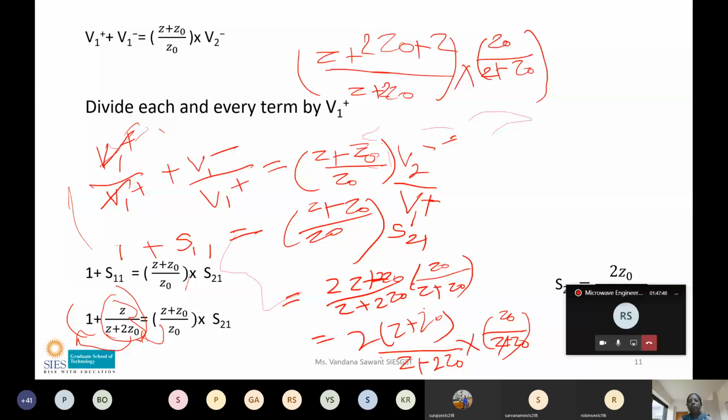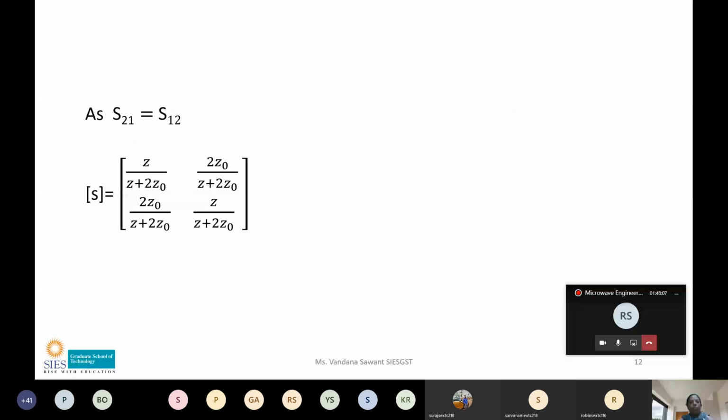All of you got it? Yes, ma'am. As S21 is equal to S12, S12 will also be the same, that is twice Z0 divided by Z plus twice Z0. And S11 is equal to Z upon Z plus twice Z0, so S22 will also be the same. So the S matrix will be the same thing.